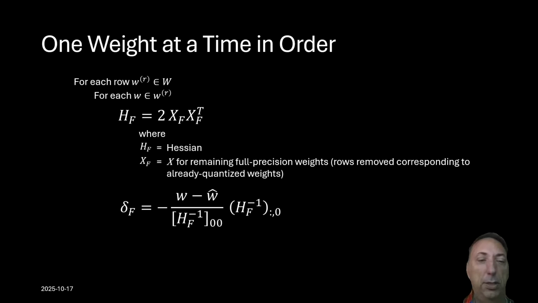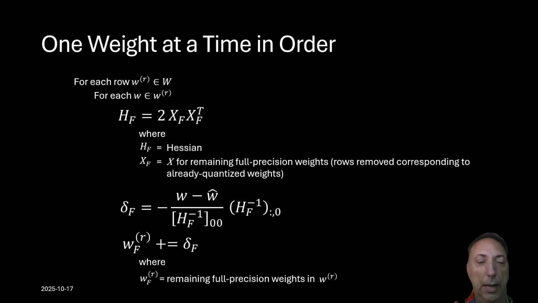Once you have the Hessian, then we compute this delta F based on these values from the Hessian, and taking W, our current weight, minus its quantized version. Then we take that delta F and add it into the remaining floating point weights within the row. The F stands for the set of weights that are not yet quantized, or still the full precision weights. So as we march through the row of weights, this WF gets shorter and shorter as we distribute the error amongst the other weights.